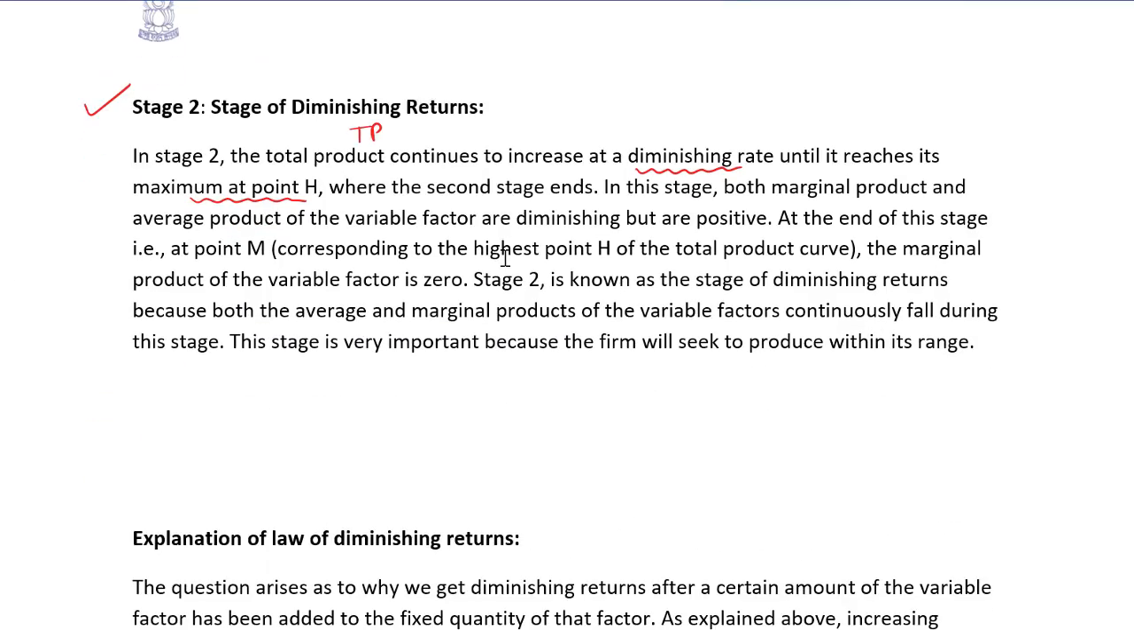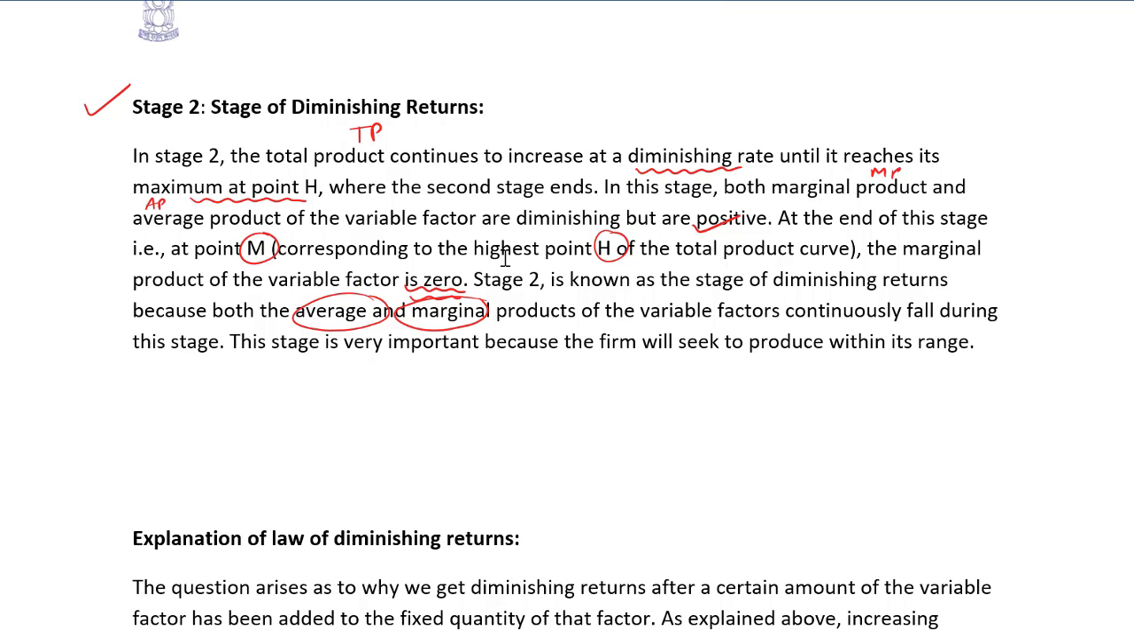Where the second stage ends, in this stage both marginal product and average product of the variable factors are diminishing but positive. At the end of this stage, at the point M corresponding to the highest point of H, the marginal product will become automatically 0. Stage 2 is known as the stage of diminishing returns because both the average product and marginal product of the variable factor continuously fall during this stage.